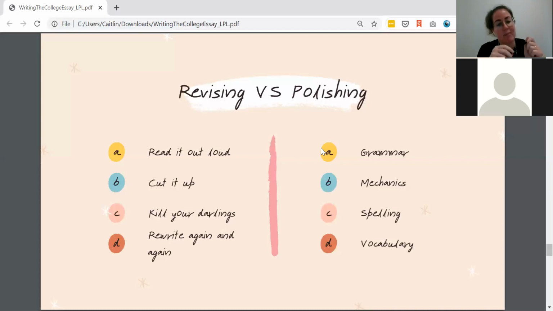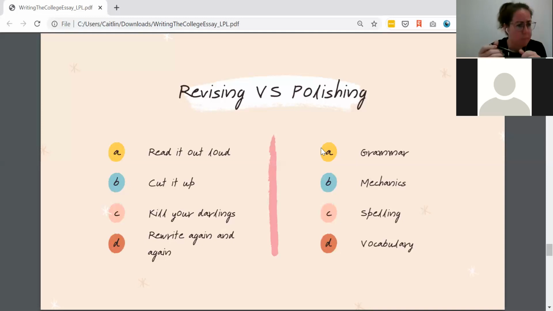And then revising is rewriting. That's all that it is. You're going to rewrite and rewrite and rewrite and rewrite because you want it to be perfect, or as perfect as it's just going to be, which is more of what you're aiming for. Polishing is more of a copy editing process where you're thinking of grammar, mechanics, spelling, and vocabulary.